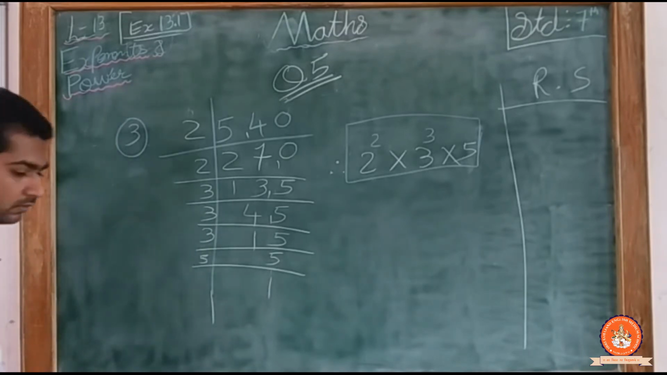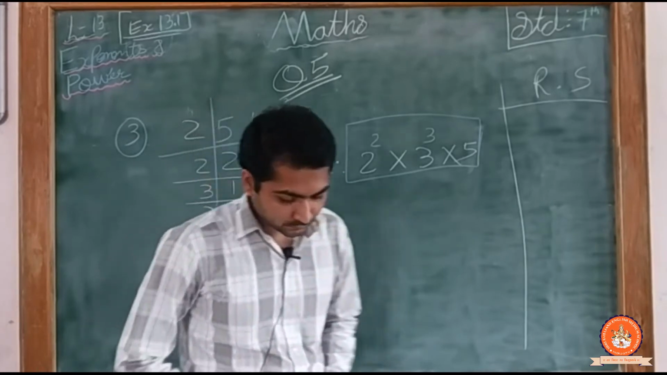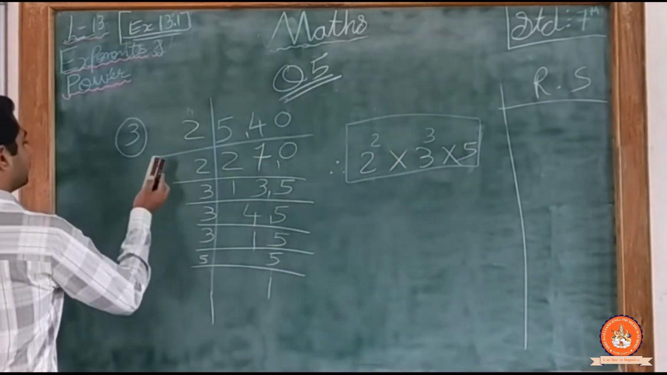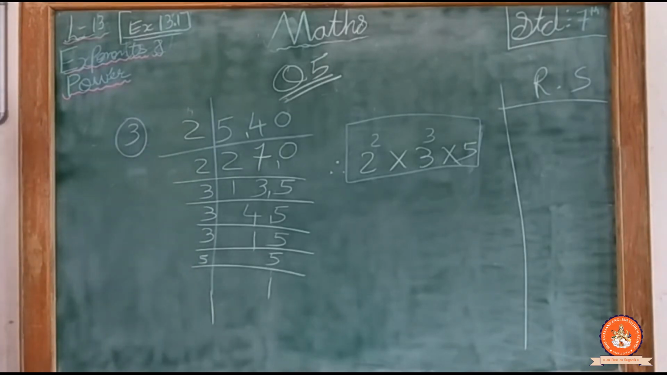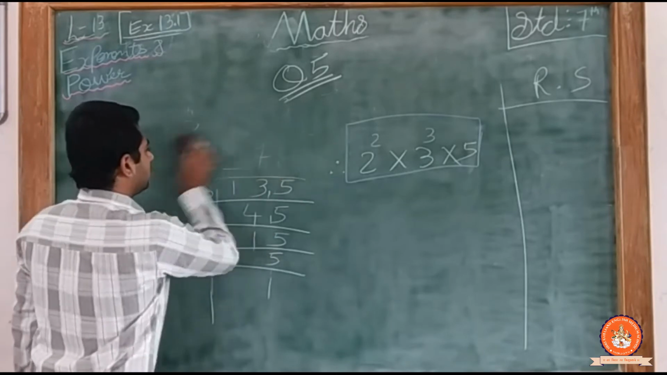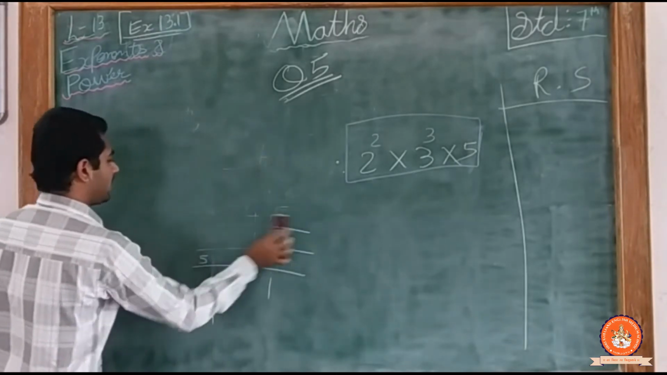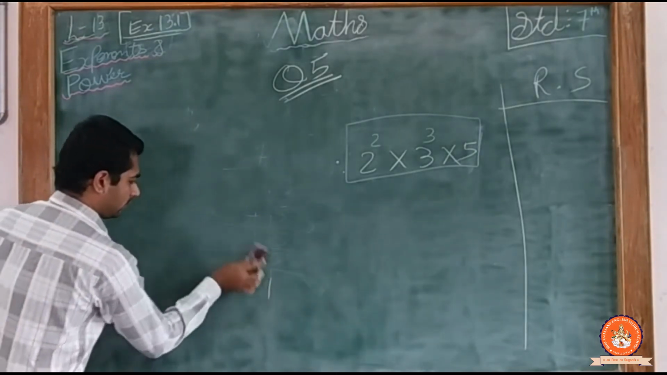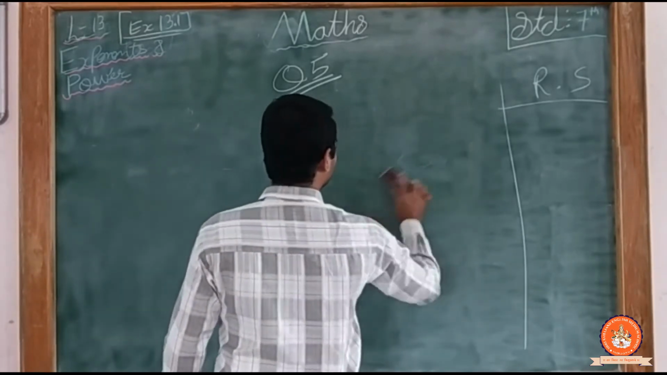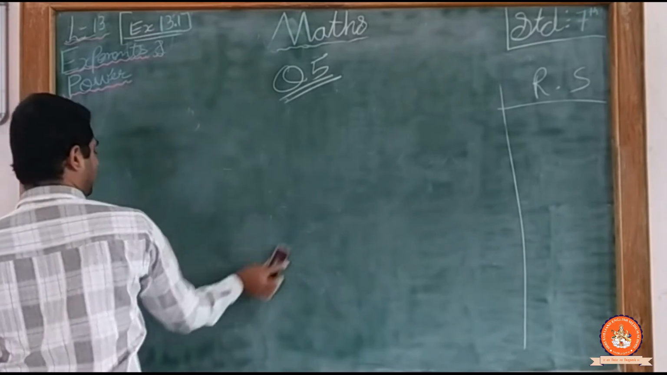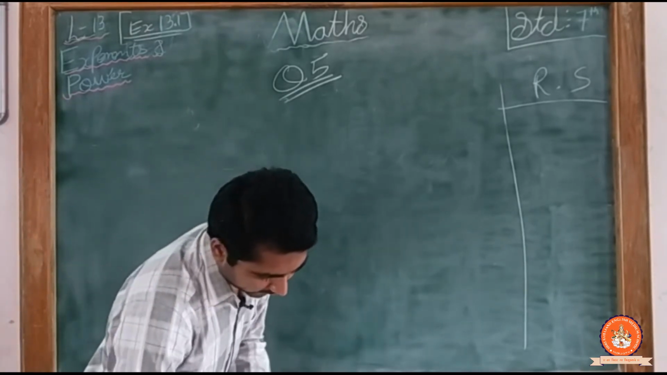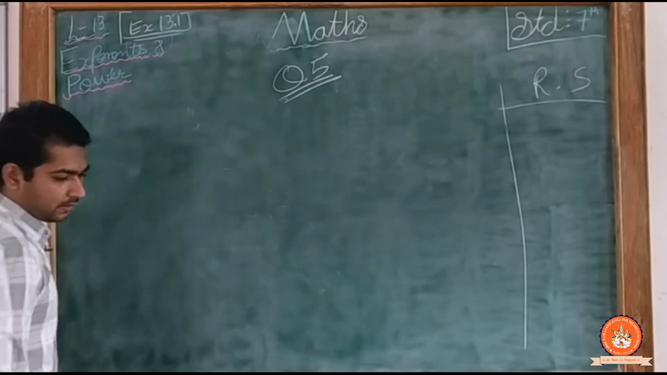Now moving on to number 4, that is 3600. You can try by yourself while I am writing, or else write the question in your book. So we start the question and answer both. So that is 3600.